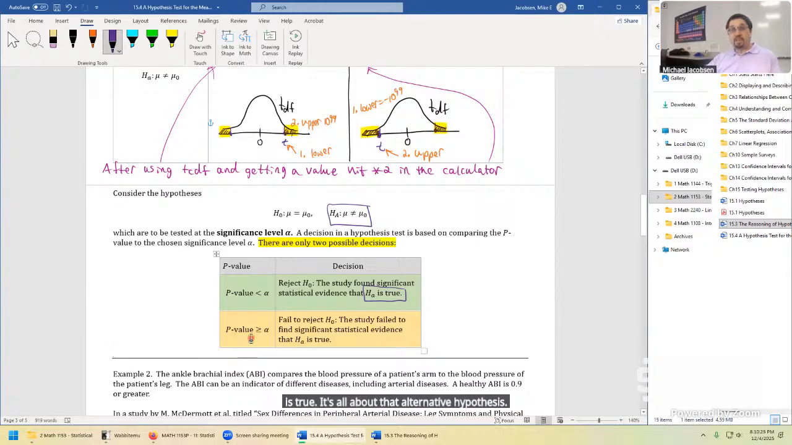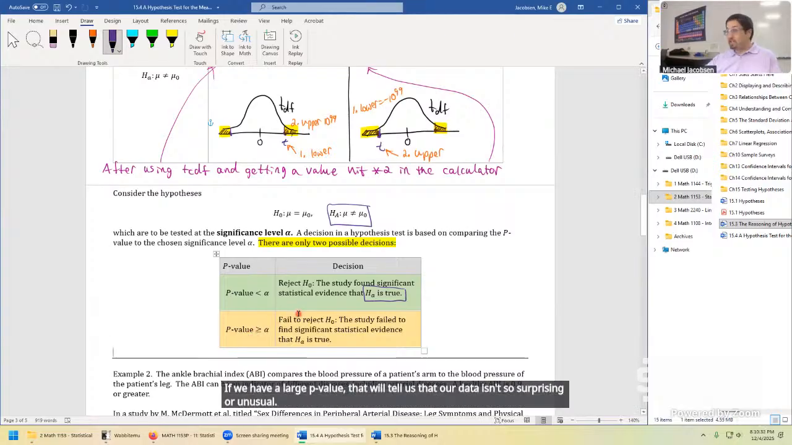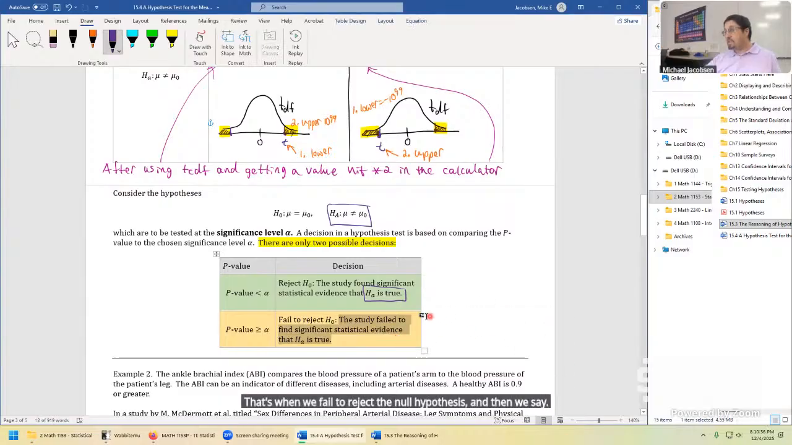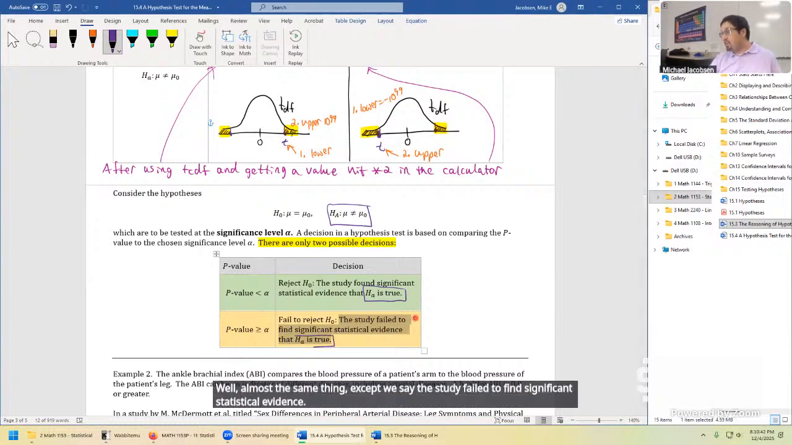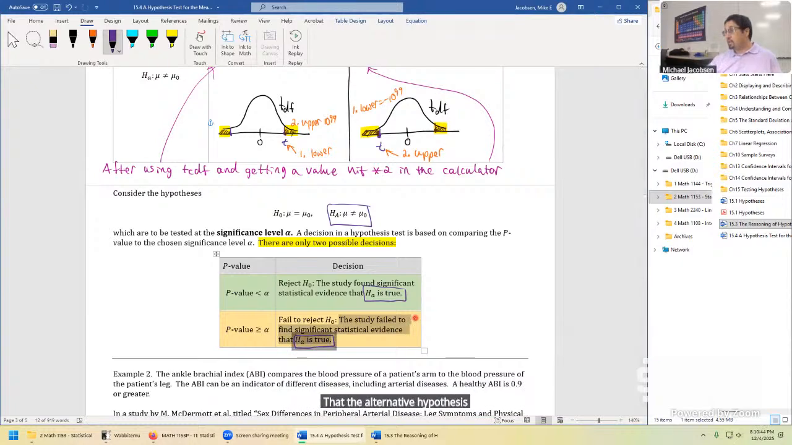If we have a large p-value, that will tell us that our data isn't so surprising or unusual. That's when we fail to reject the null hypothesis, and then we say almost the same thing, except we say the study failed to find significant statistical evidence that the alternative hypothesis, HA, is true.